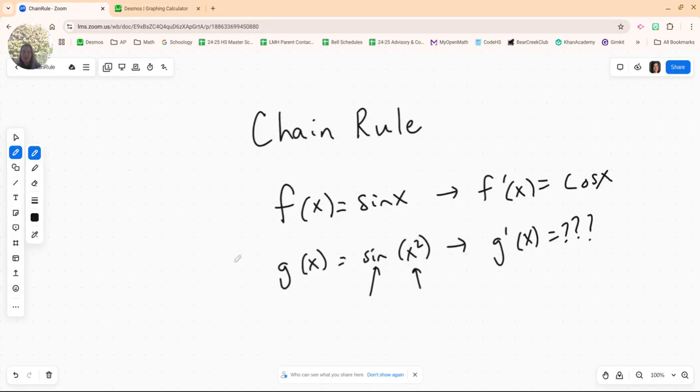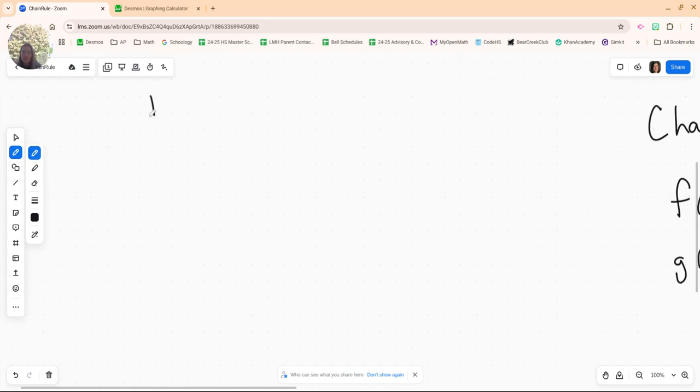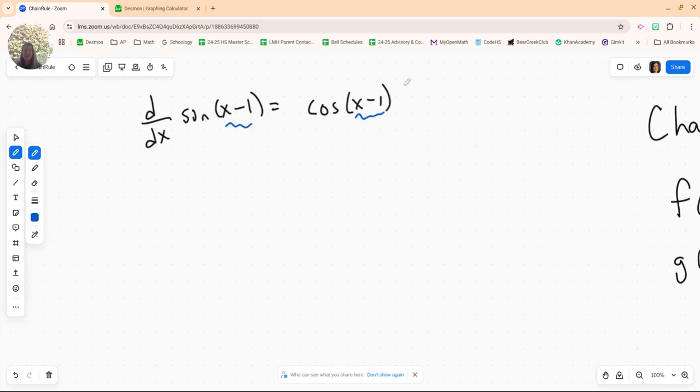So let's go back here and write that down. So d over dx, this means find the derivative of, say find the derivative of sine of x minus 1, we get cosine of x minus 1, and our first thing we want to note here is that this inside function did not change.